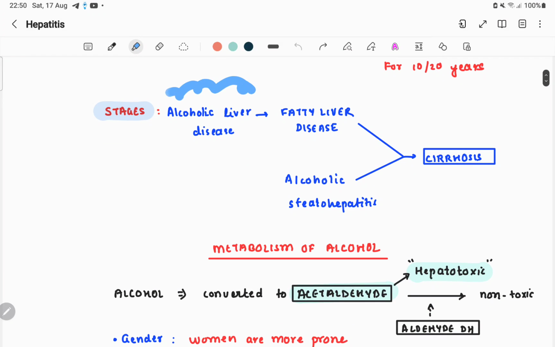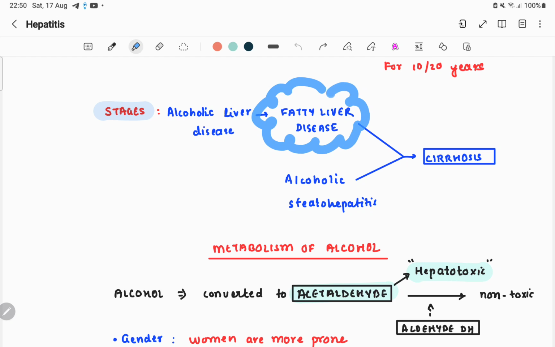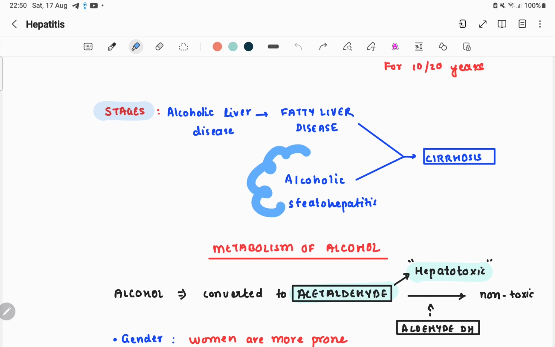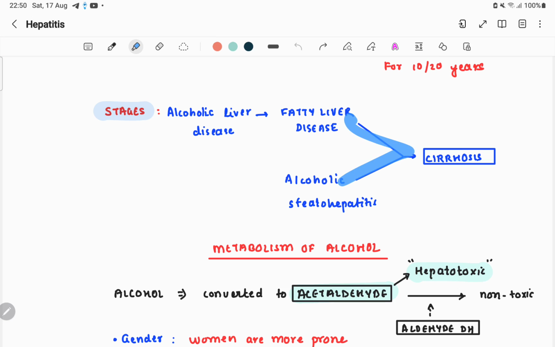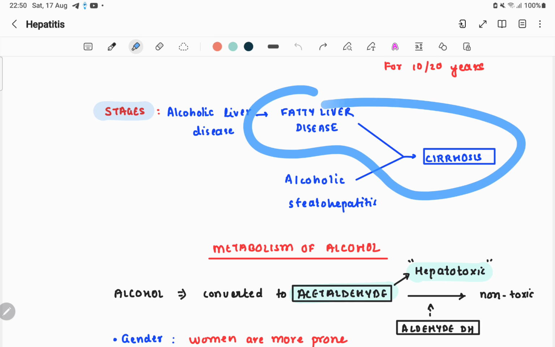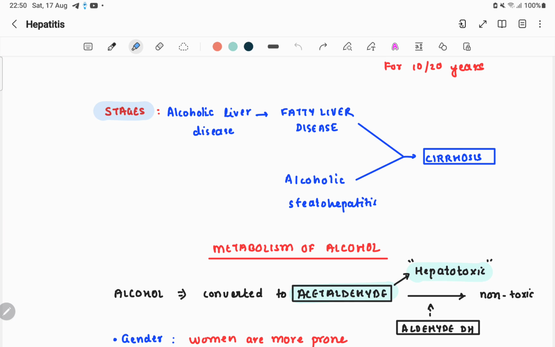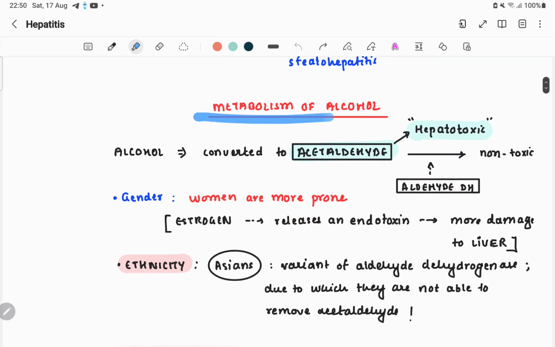So basically the first stage is alcoholic liver disease. Alcoholic liver disease progresses to fatty liver disease, or it may be alcoholic steatohepatitis, that is fatty hepatitis. This fatty liver disease and alcoholic steatohepatitis can progress to the cirrhosis of liver. So cirrhosis of liver may be a fatty liver cirrhosis or a non-fatty liver disease, which may lead to cirrhosis. So what is the metabolism of alcohol?